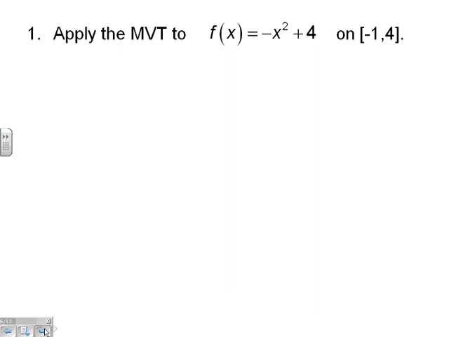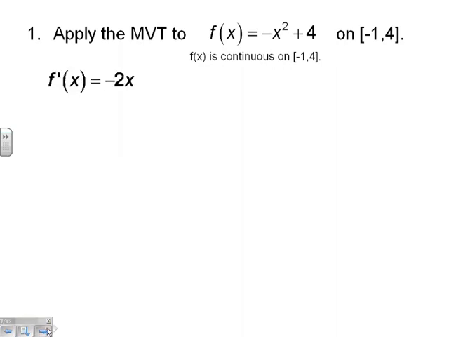So, apply the mean value theorem to, starting off with a very easy function, f of x equals negative x squared plus 4 on closed interval, negative 1 to 4. Now again, I look at this, what kind of function is that? Okay, it's a parabola, and even in more general terms, it's a polynomial, because it's just terms being combined together through addition and subtraction. I know it's continuous because it's a polynomial.